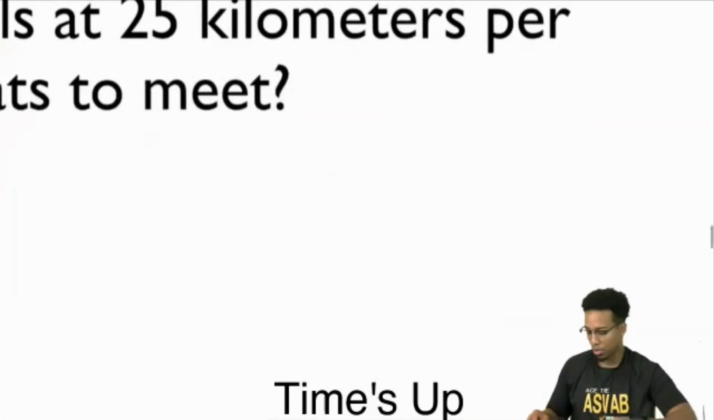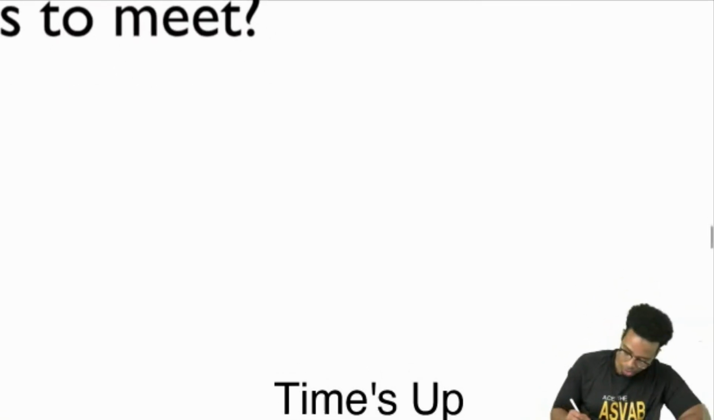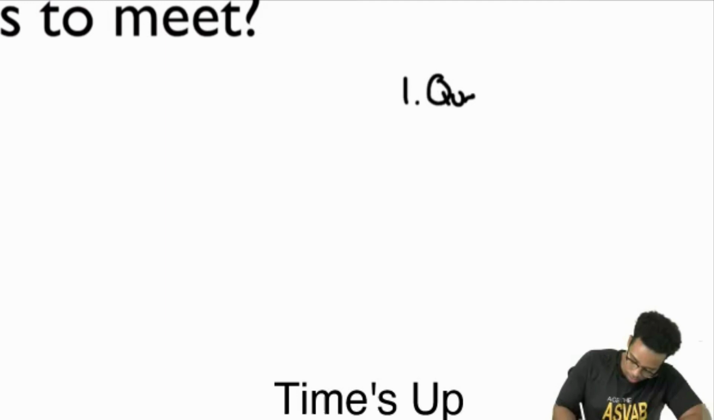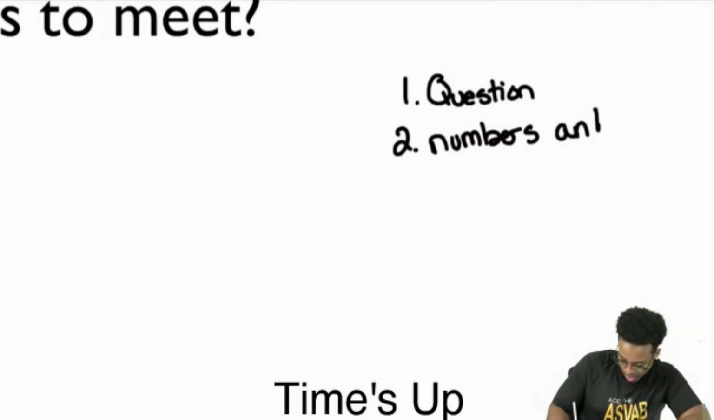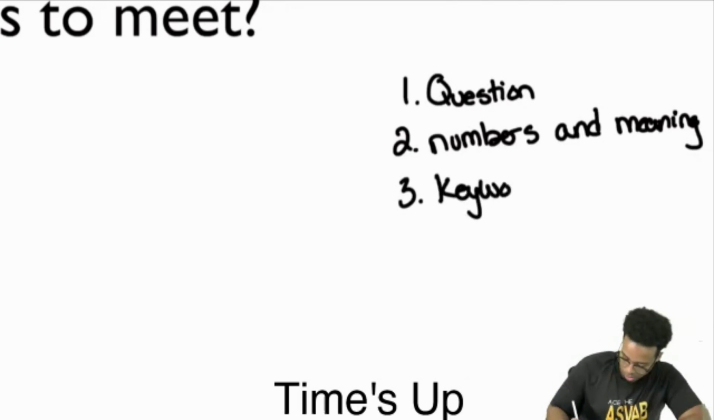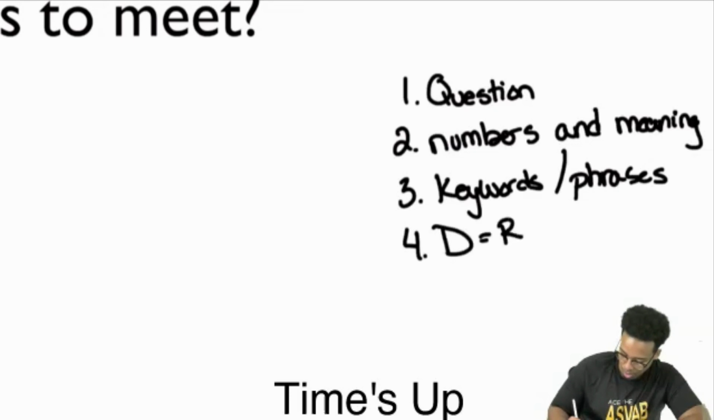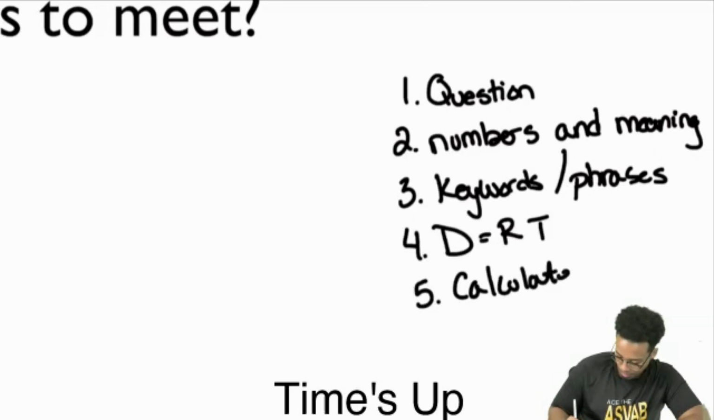So first things first, really the main question is, do you understand the question? Two, are we able to write down the numbers and meaning? Beyond that, do you understand the keywords or phrases? From there, can you set up the formula? Is your distance, rate, time problem set up? And then five, did you calculate quickly and confidently?